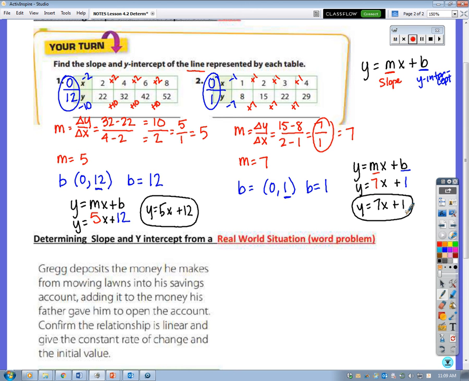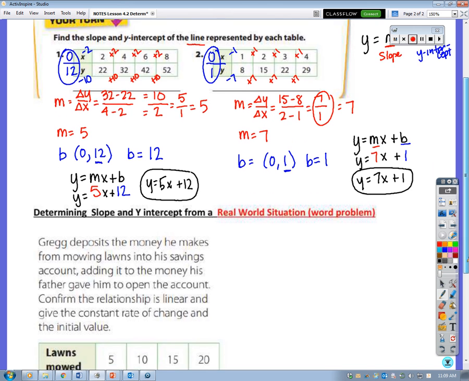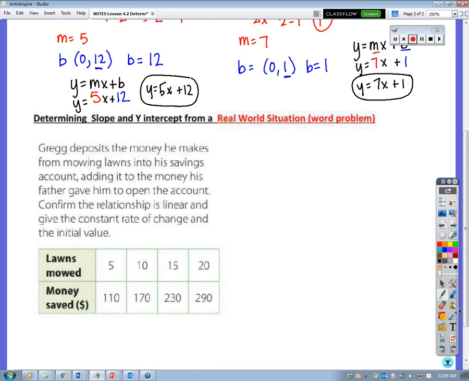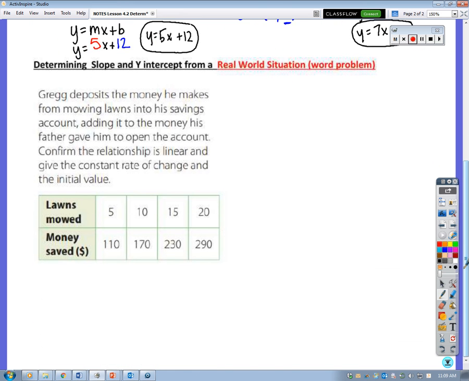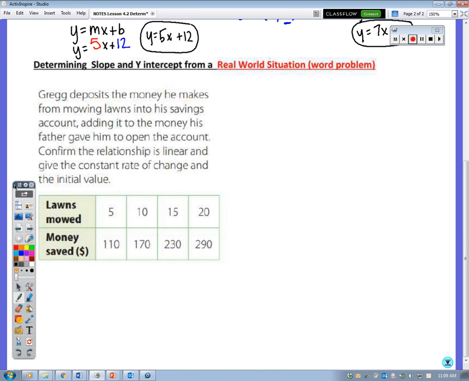All right, guys, hang in there. I know this is a long one. We're on our last scenario here, and that is determining slope and y-intercept from a real-world situation, which we have traditionally called word problems. And so this is actually real-world applicable. This is a valuable tool and a valuable formula because we all want to know how much money we're making over time. Or if we look at cell phone plans, do we have an initial cost no matter how many minutes we use? All that kind of stuff.